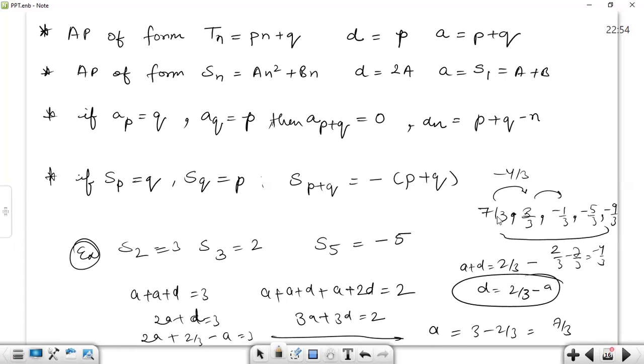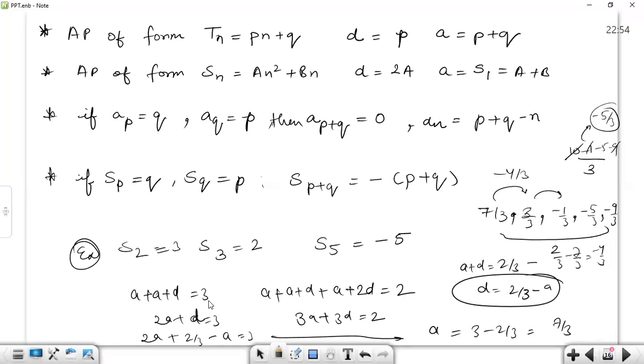So if we sum all of these, then the LCM will be 3. 7 plus 3 becomes 10. 10 minus 1 minus 5 minus 9. So minus 1 minus 9 cancel 10. So this becomes minus of 5 by 3, which is contradicting here. Okay. Let's see, have we made any mistake, or what?